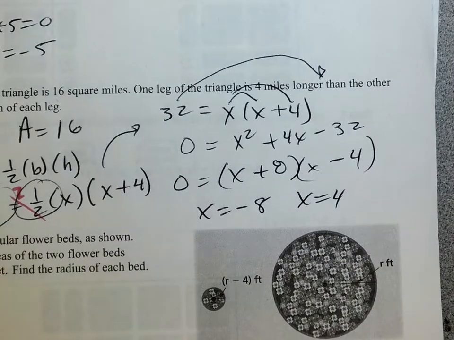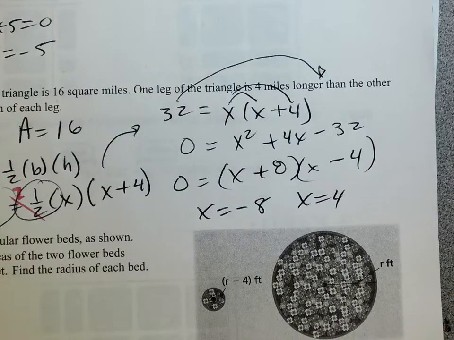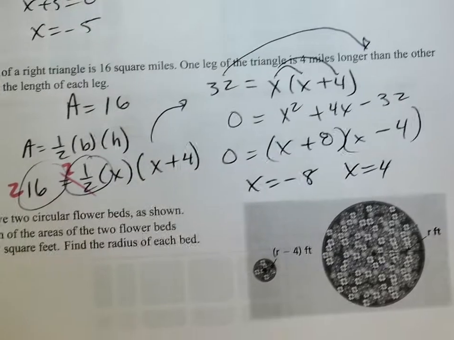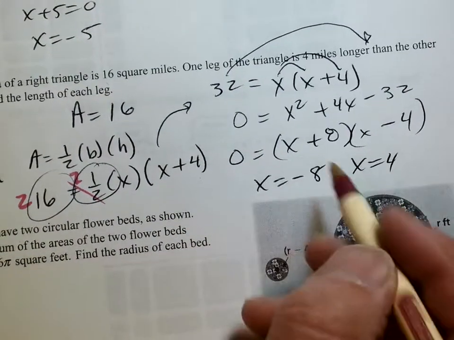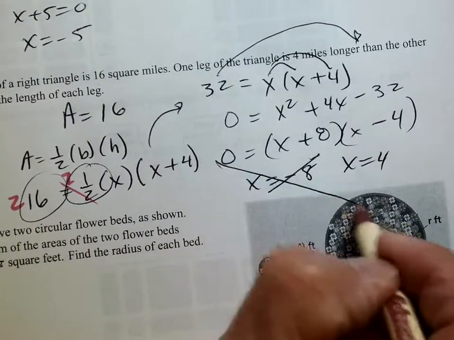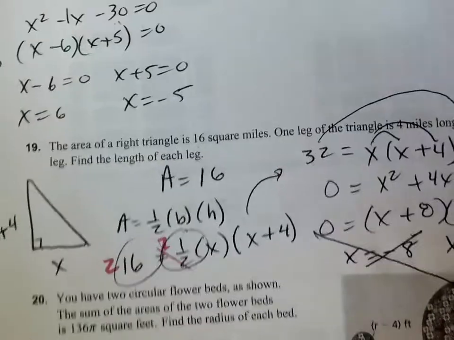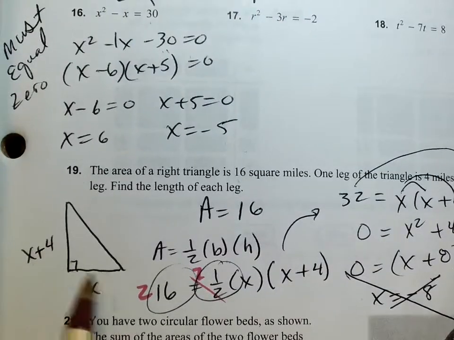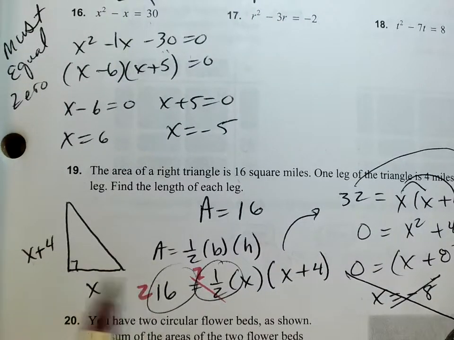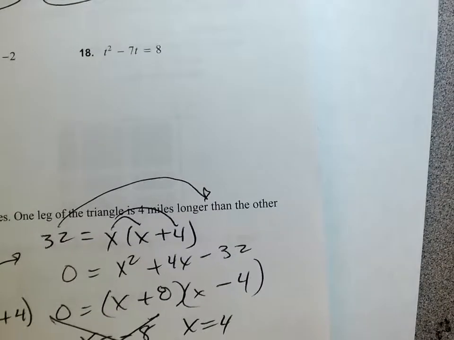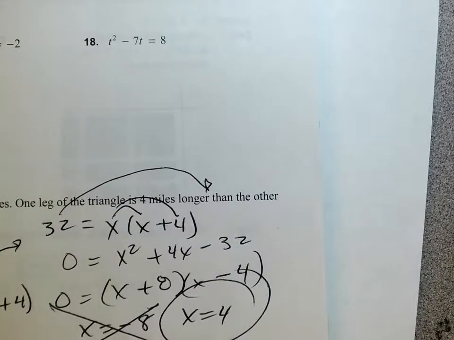Now, here's the thing. We're going to throw away this answer here, because this can't be a negative length, can it? Right? So you throw it away. It's just 4. Okay, that's what I have.